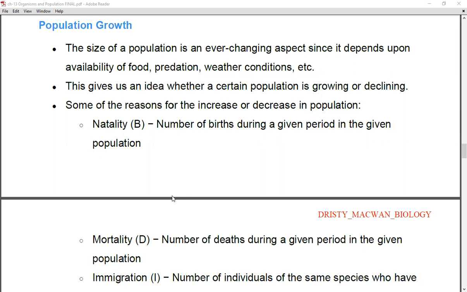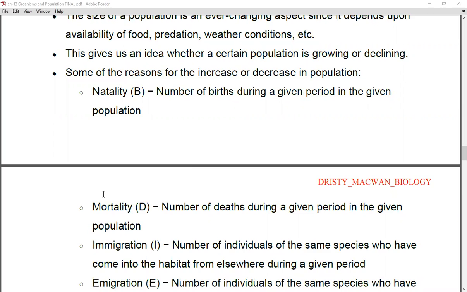So based upon this criteria, that is, the availability of food, predation, weather conditions, and all other things, we can understand that a particular population is growing or declining. That is, whether it is growing or it is not growing. So some of the reasons for the increase or decrease in populations are here.